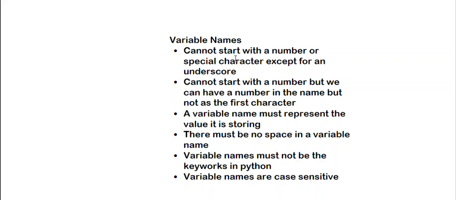A variable name must represent the value it is storing. For example, if you want to store the number of students in a variable, don't call it chairs, right? Or don't call it just A. It's ambiguous, so make sure that when you name your variable, you use proper naming. There must be no space in a variable name, so you cannot have cat space number or cat space house length. You cannot use that.